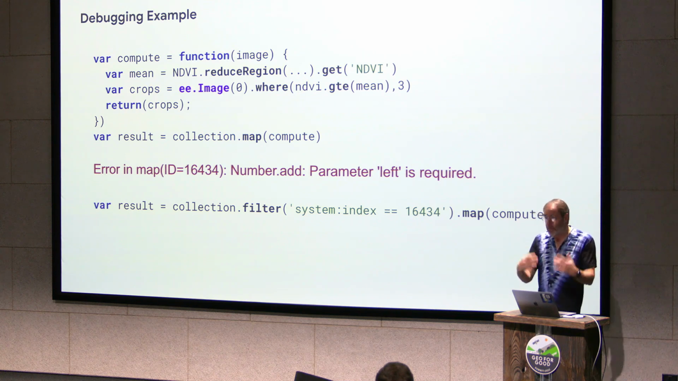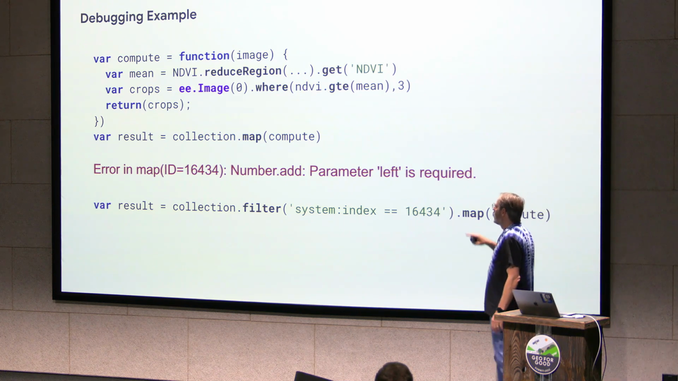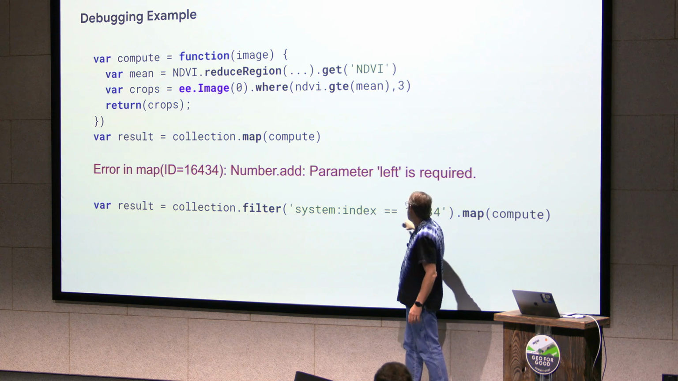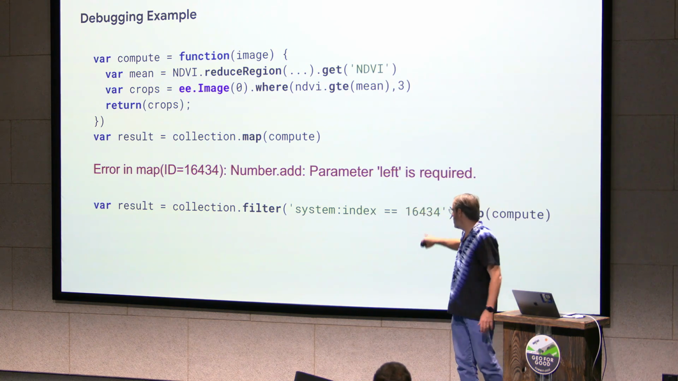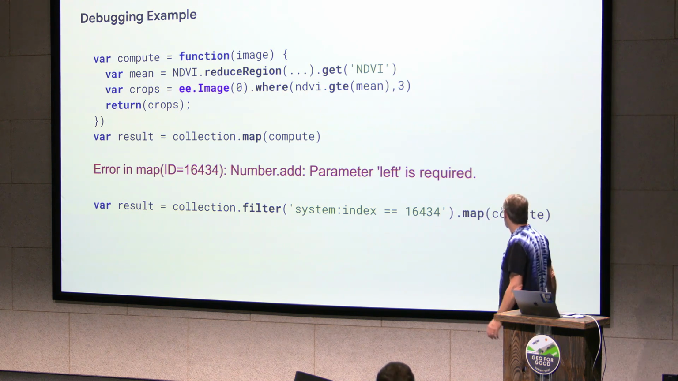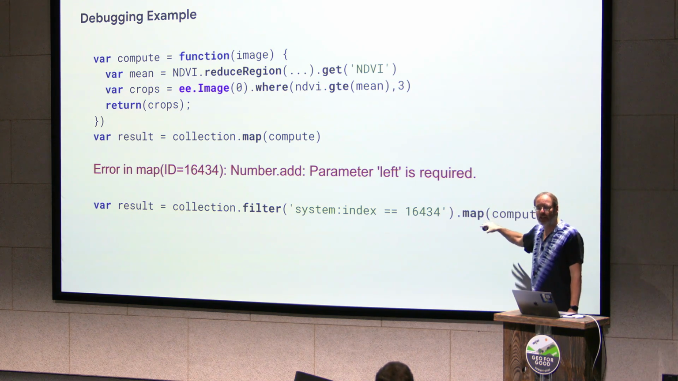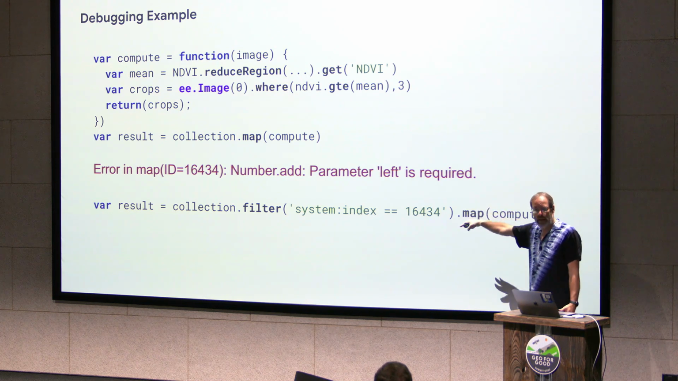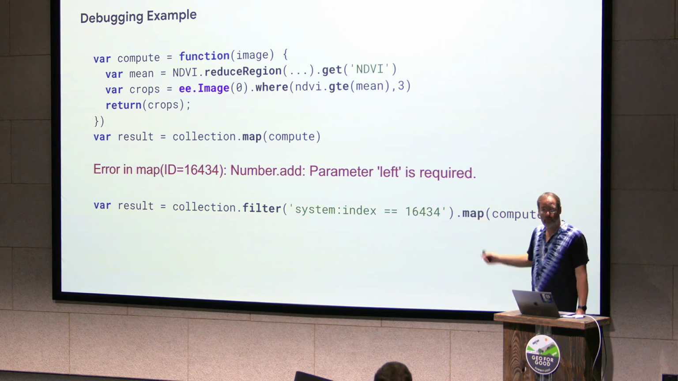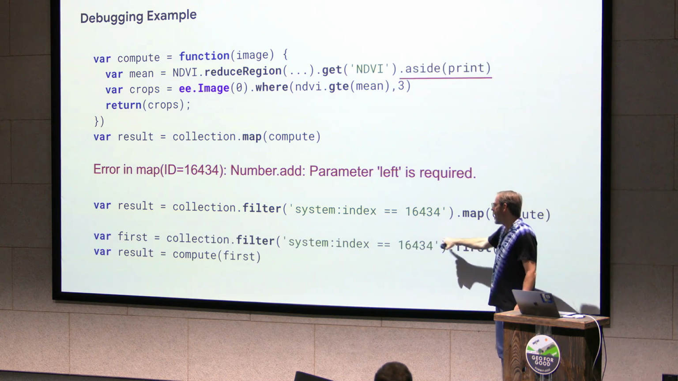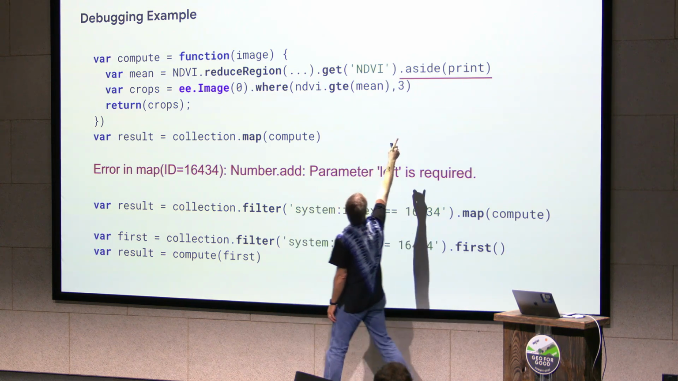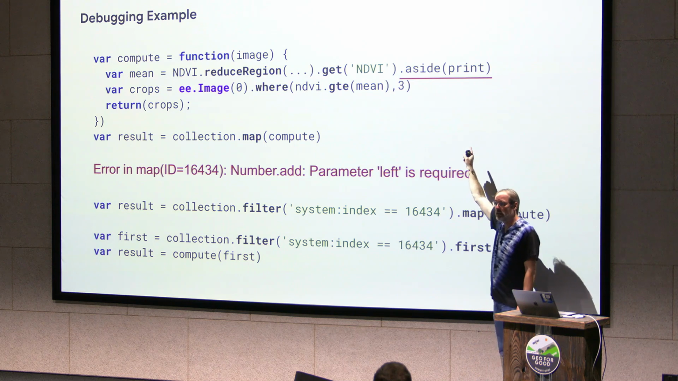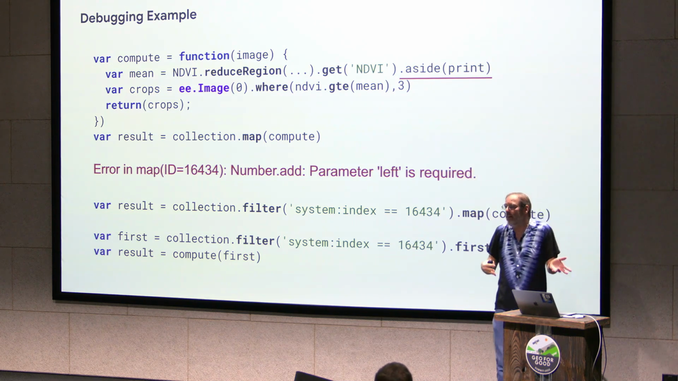So the recommended methodology here is filter down your collection to get to just the problematic element. It told you what the element name is, so filter down to just that, and make sure that that is actually the problem. So just map over that collection of one element and see that you get the same error. If you do, great. Because now you can extract that element and call your function on that element directly. And that will let you shove a print into your function, and you can now actually see what's wrong with that object.